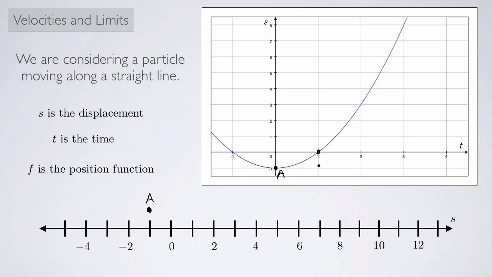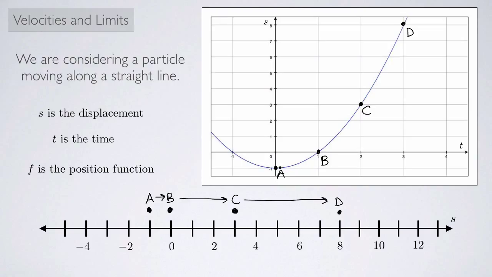Then at time t equals 1, our position is 0. So we've moved to here at point B. Then at time t equals 2, at point C, we're at a position of 3, so we've moved over here. There's point C. And then at time t equals 3, we're all the way up here at 8. And I'll call that point D, and so at point D, we're over here. So you can see we went from A to B, and then B to C, and C to D.